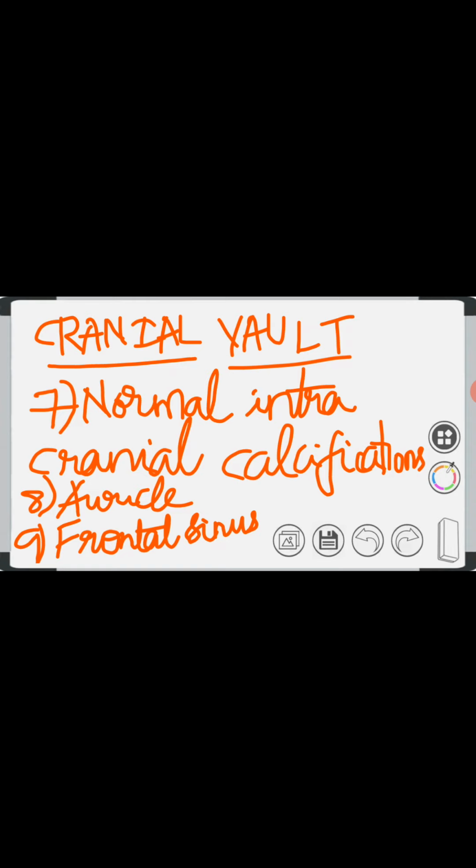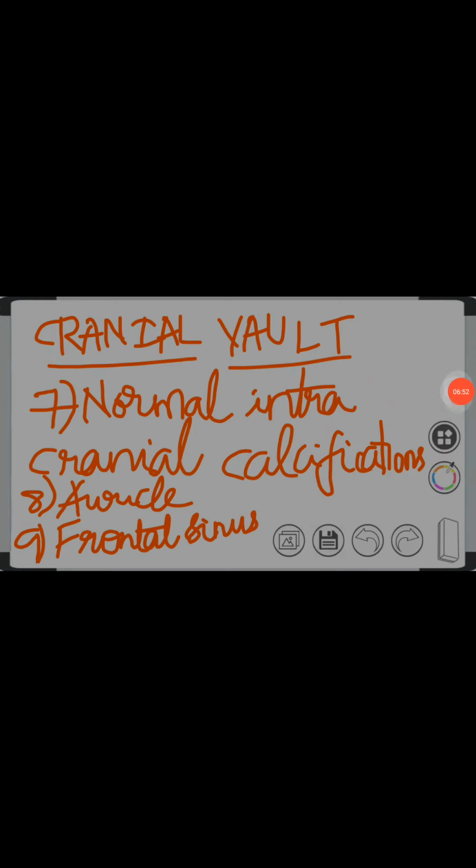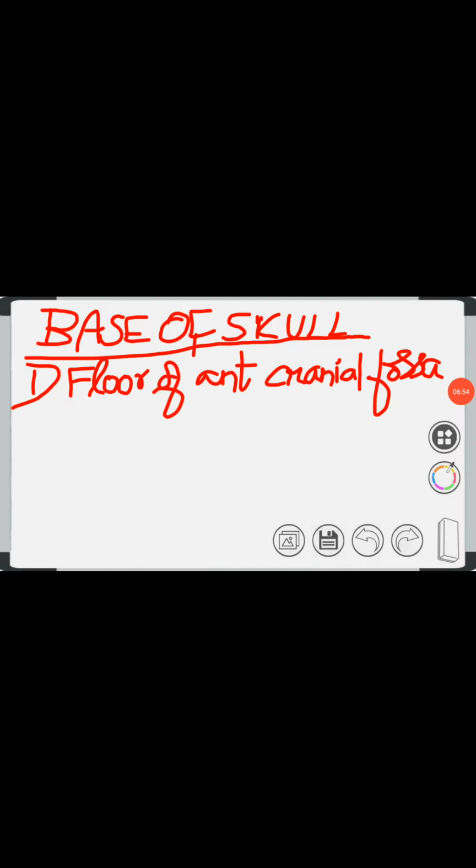The frontal sinus produces a dark shadow in the anteroinferior part of the vault of the skull. So the next part of the skull which is visible in this view is the base of the skull. In the base of the skull, first the floor of the anterior cranial fossa is seen. It is seen as sloping backwards and downwards.